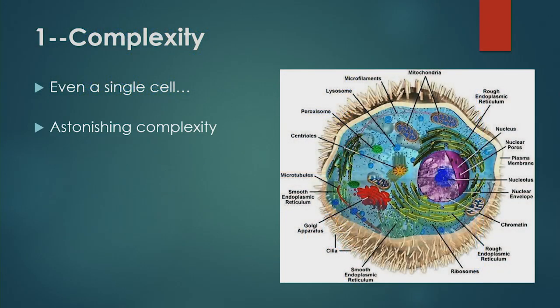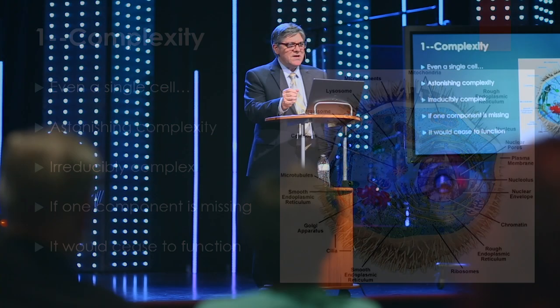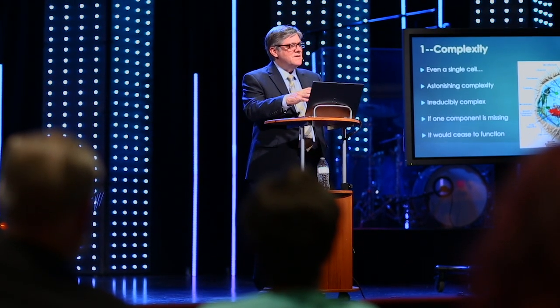Now, let's look at complexity. When you look at just the complexity of a single cell, it's astonishing how complex it is. In fact, it's irreducibly complex, meaning that if one component is missing, it would cease to function. And so it begs the question of how did it evolve by small mutations if everything has to be in place for it to work?